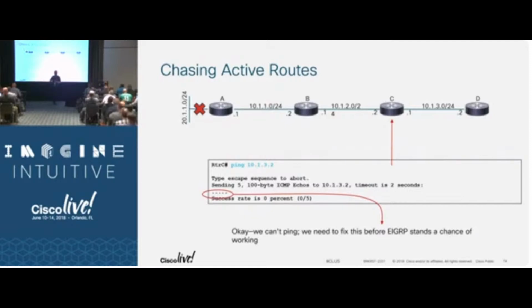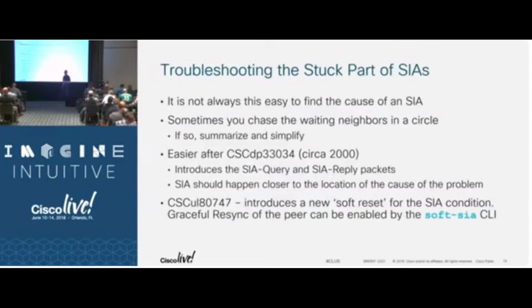Sometimes you would even be chasing routers in a circle. There is an improvement that came around the year 2000, where we extended the code with a feature that allowed the neighbor to ask, did you get my query? That was the SIA query, and the neighbor would reply, yes, I'm still working on it. That's the SIA reply. That feature allowed us to move the breakup of the adjacency because of the missing reply closer to the router where the problem is happening. Still not perfect, but given the nature, it's likely the best we can do for the moment.